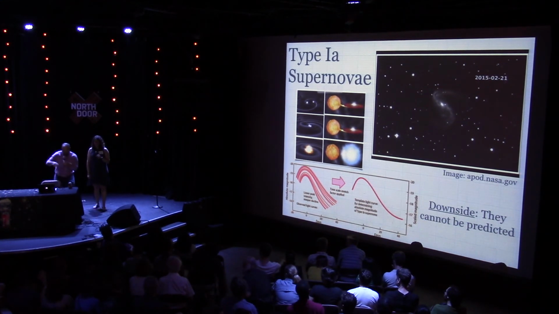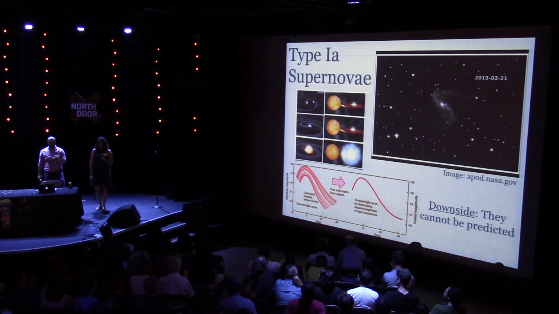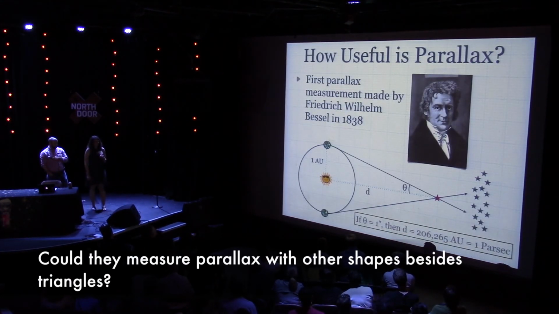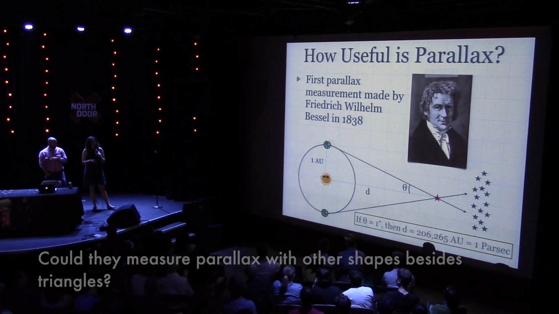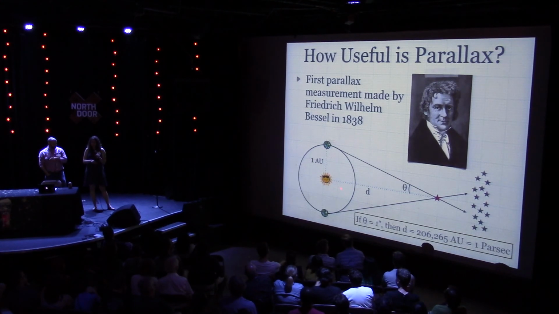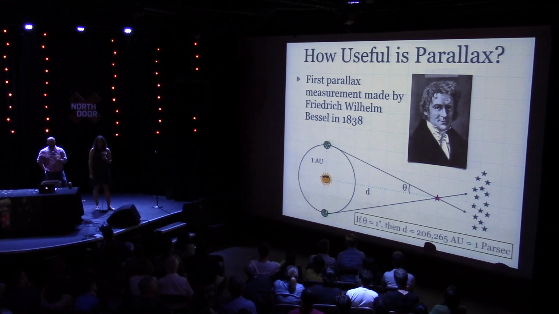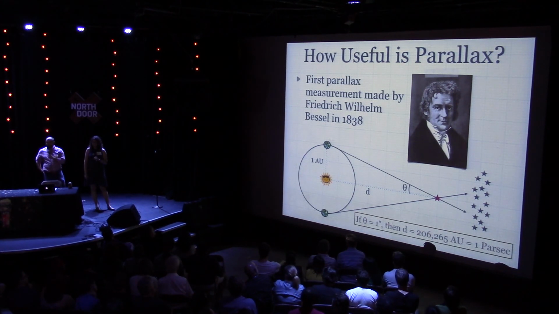Pretty much. All right, one more. The question is, instead of using a triangle, have they tried this with anything else? My guess is no, mostly because just our motion around the sun creates this triangle naturally, and these stars don't really move. They're far enough away that they don't really move with respect to us.